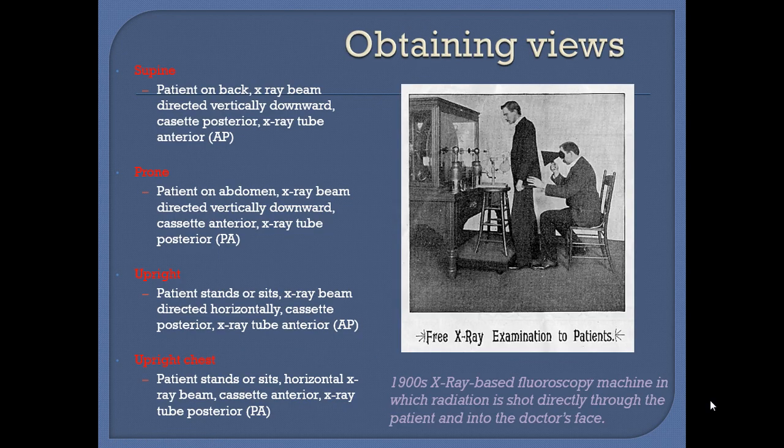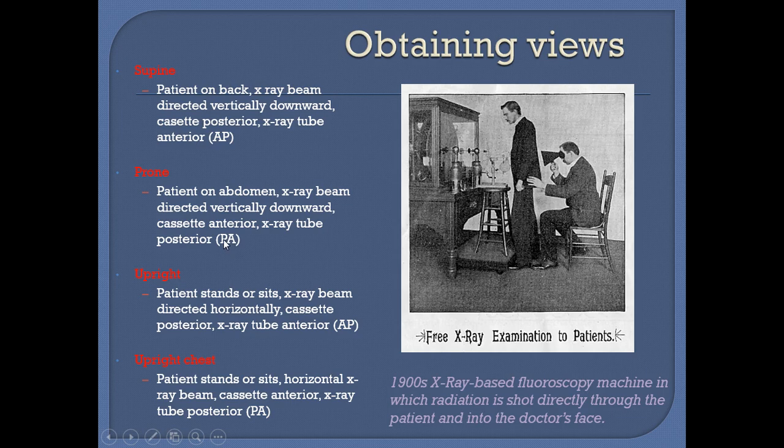Then how we acquire the different views? Supine form, the patient lies on his or her back and the X-ray beam is from the top and it lies vertically downward. The X-ray shoot is within seconds and the cassette lies behind the couch. So this is antero-posterior or AP view.